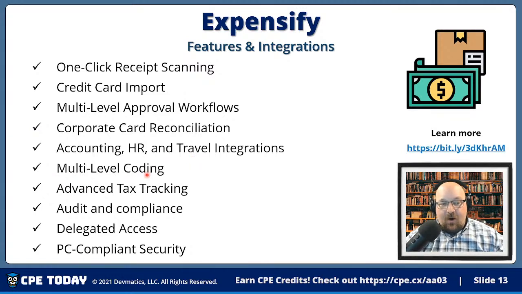Super robust coding. You can code stuff in 3 dimensions. So you can code to the GL account, and then you could also do class codes as well, which is pretty nifty, or sometimes they refer to them as tags. So that's really useful when you want to have essentially a simple chart of accounts, but support multiple classification codes. So maybe it's meals and entertainment, but then it's meals and entertainment for a specific location or product or whatever your company chooses to use.